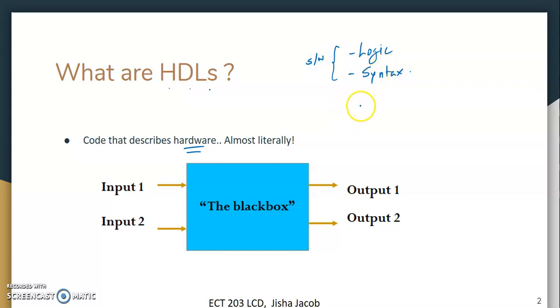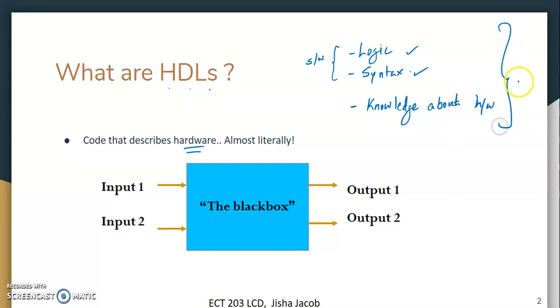But when I come to hardware description languages, I need logic, I need syntax, and I need something more, and that is called knowledge about the hardware. I need to know something about the hardware that I am coding. So I have more than just two requirements, I have three requirements. That is logic, syntax, and some knowledge about the hardware that we are going to code. So this is the difference between a software language and a hardware language. And we will be continuing with hardware languages.